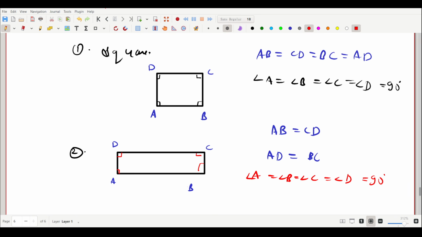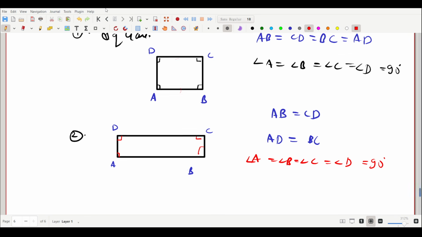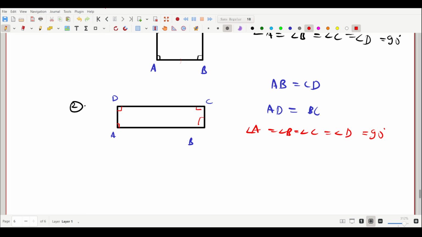So if somebody asks you, is every rectangle a square? No, because there is no rectangle which is a square. Not a single rectangle is a square, because in a rectangle only opposite sides are equal, not all the sides. But is every square a rectangle? Yes, because in a square even opposite sides are equal, and all the angles are also 90 degrees. This follows the property of a rectangle. But a rectangle does not follow the property of a square. This means all squares are rectangles also, but not all rectangles are squares. These kinds of questions are often asked.